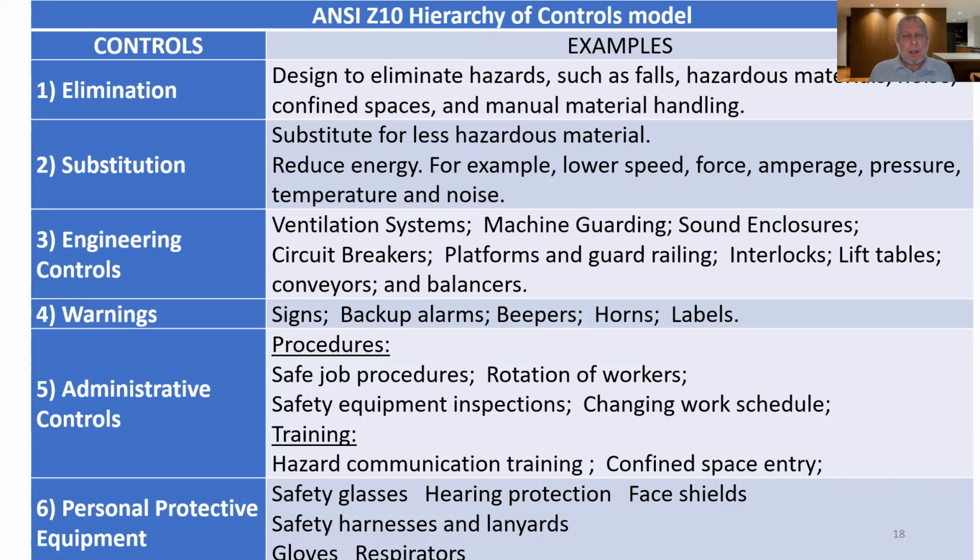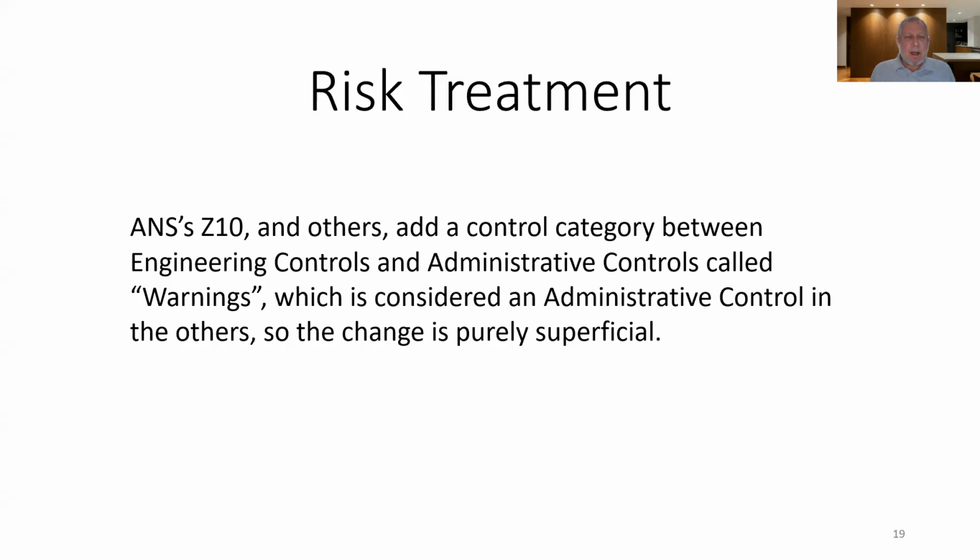All right, administrative controls do what? Change the way people work. Safe job procedures, rotation of workers, safety equipment inspections, changing work schedules, training, hazard communication training, confined space entry. These are just examples. And number 6, they're called, personal protective equipment. Again, safety glasses, hearing protection, face shields, safety harnesses, lanyards, gloves, respirators. So again, ANSI Z10 is very similar to the one we're using. ANSI Z10 and others add a control category between engineering and administrative controls called warnings, which is considered an administrative control in the others. So that change is purely superficial.